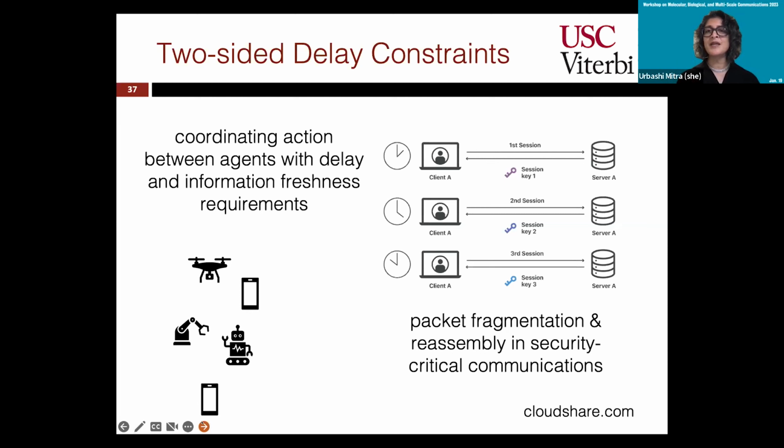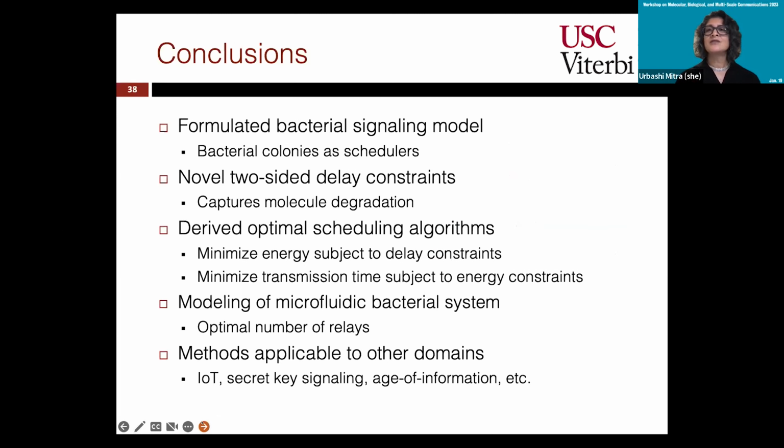with respect to engineering, enabling understanding of biology and design of biological systems, allowing us to design new engineering systems. So let me stop here and simply say that we have this new bacterial signaling model. We're looking at bacterial colonies and multi-hop systems as schedulers. This invokes novel two-sided delay constraints, and we've been able to derive optimal scheduling algorithms for these systems. This original scheduling problem was influenced by our desire to handle these multi-hop microfluidic systems, where in parallel, we're also designing models for the communication system. And as I said, things are applicable to other domains. Thank you very much.